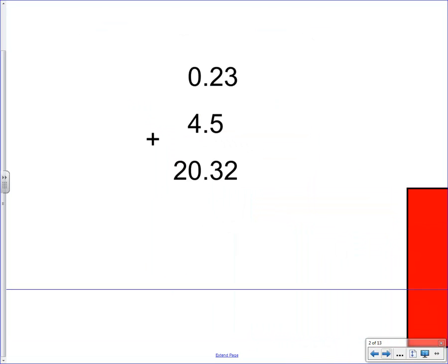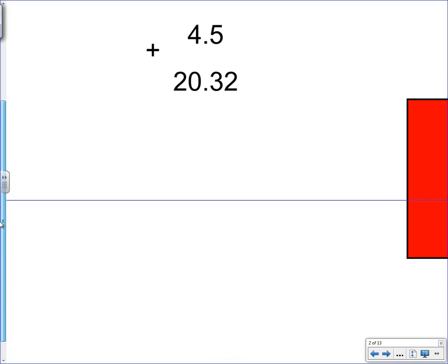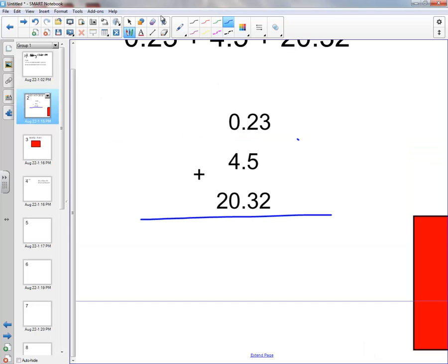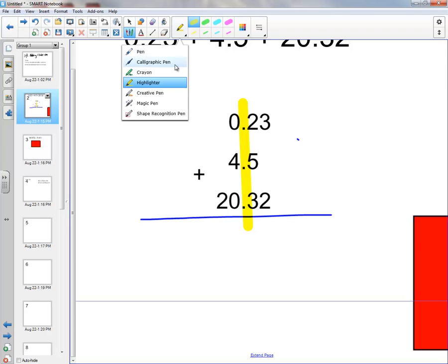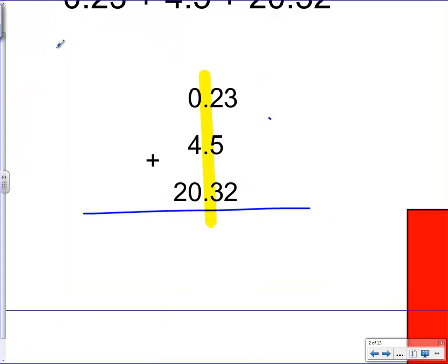So we're going to add these together. I want you to see that I have lined up the decimal point, because I've lined up the decimal places right here. Clearly it's not the best line right there, but here we go.